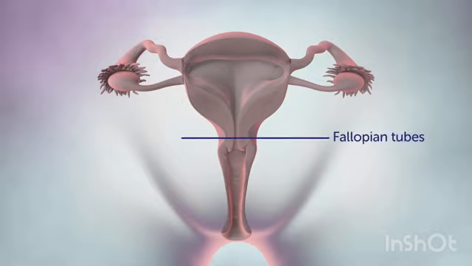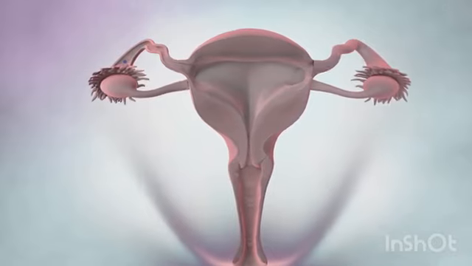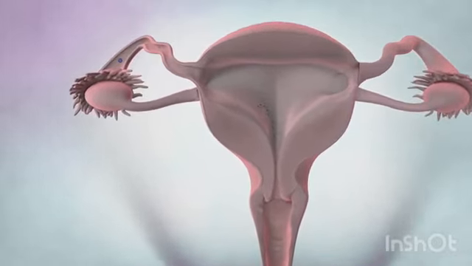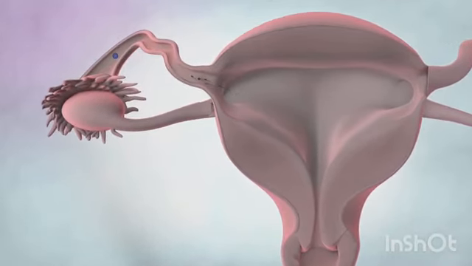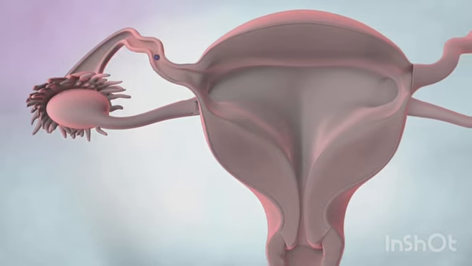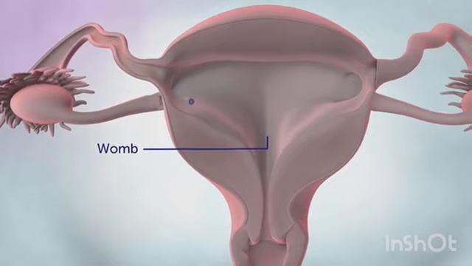The fallopian tubes connect the ovaries to the womb, also called the uterus. When an egg is released, it travels down the fallopian tube towards the womb. At this time, sperm from the male can pass into the fallopian tube, where it may meet the egg and fertilize it. Fertilized eggs pass down the fallopian tube to the womb, which holds and protects the baby during pregnancy.